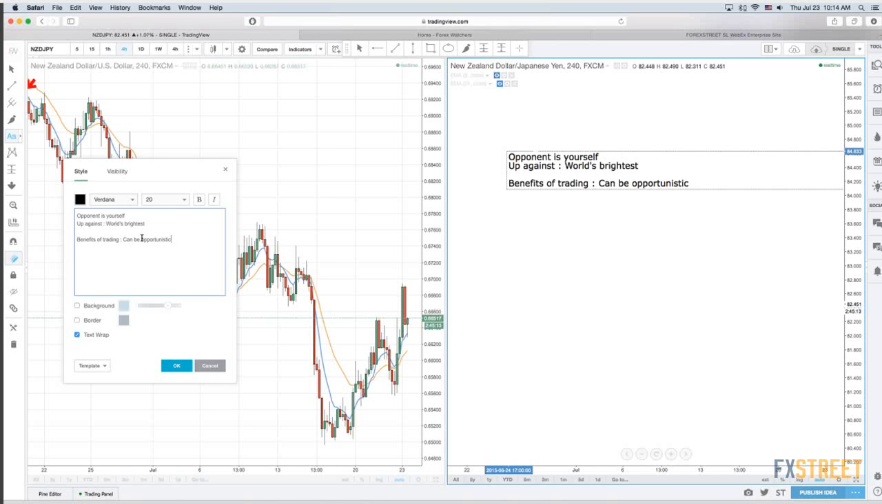Okay? So the benefit of trading is you can be opportunistic. You can wait for the right moment to come to you. Okay.